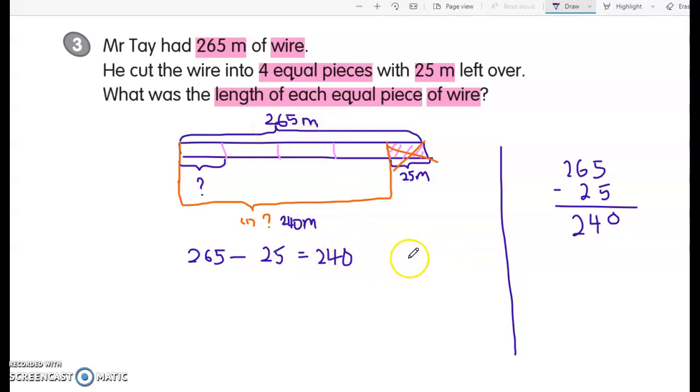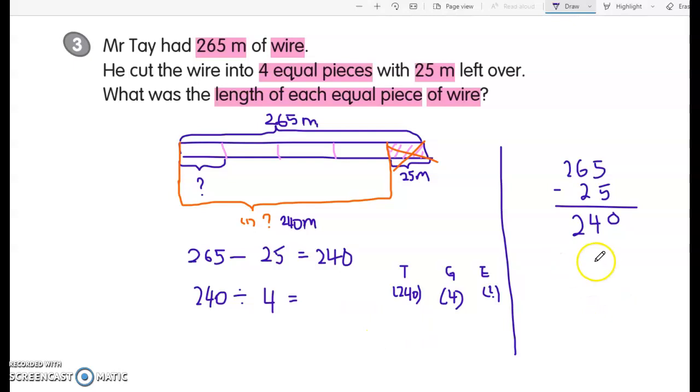So I'm going to put a side note here. We know the total is 240 meters. We know the group. How many groups are there? There are 4 groups. Now we need to find each one. So do you remember how can we find each? We divide, right? Okay, so what divided by what? Total 240 divided by the number of groups, which is 4.